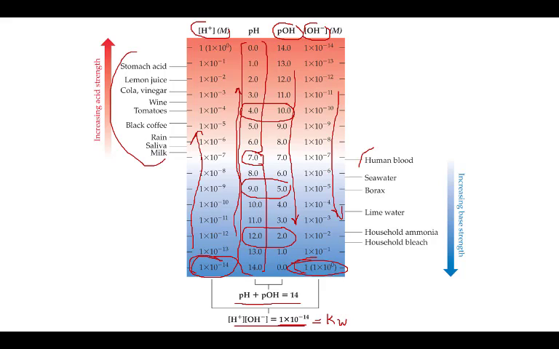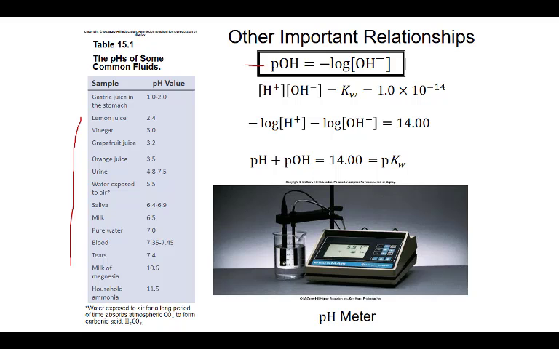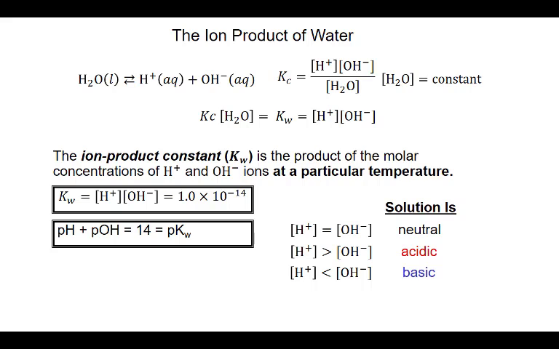You can see the examples here, and the complete range of pH, and the relationship between the pH and pOH is here, total 14, that is constant also. And the relationship between H and OH is also a constant, Kw, that is 1 into 10 to the power minus 14. So these relationships are also given here.